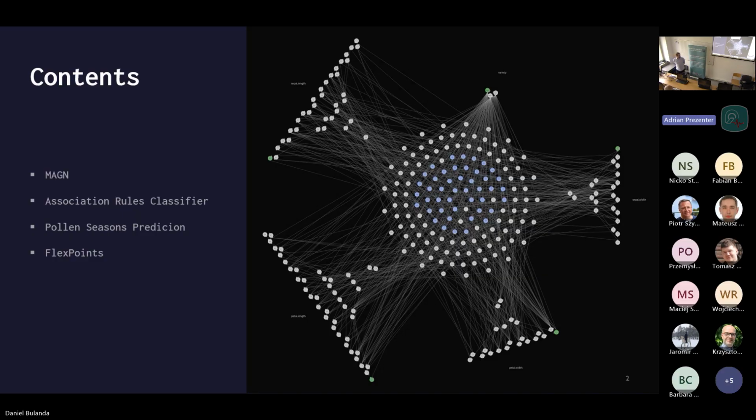Then I'm going to present a classifier, which is some sort of abstraction over the MANN, which uses pattern neurons, to provide a classifier, and not only, as we can see later.